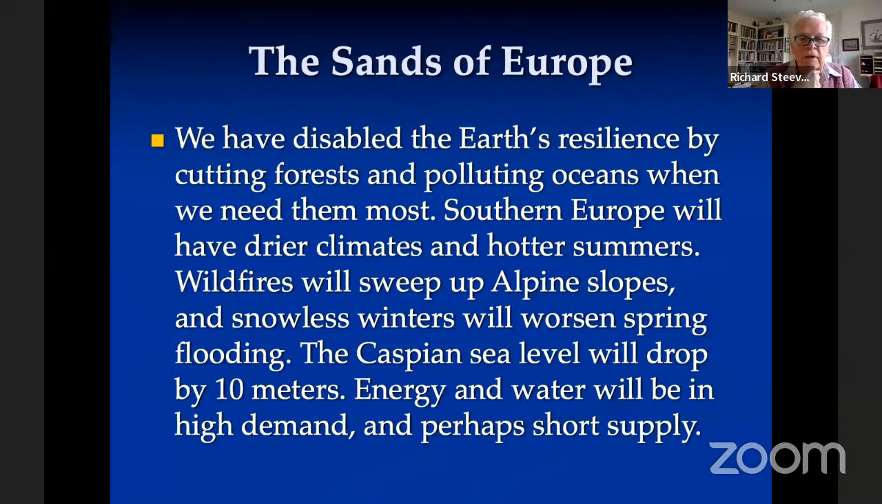He talks about cutting forests in Europe, and they're doing that still in Germany to make more coal mines and coal plants. They're polluting oceans when we need them most. Southern Europe will have drier climates and hotter summers. I was preparing a talk, still am a little bit, for global impacts of glacier melting, and it was fascinating to read about the Alps and how they're making fake snow there already because of some snowless winters. The Caspian sea level will drop by 10 meters, but I think once the oceans come in, they'll go back up again.